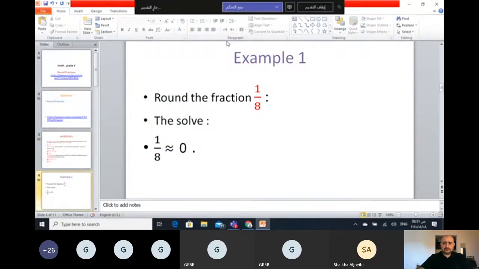For example, round the fraction 1 over 8. The first step is comparing the numerator and the denominator. As you see here, we have 1, and here we have 8. And 1 is very small compared with 8. So I can use the first case, round down. I can change this fraction approximately to 0, because the numerator is very small compared with the denominator. So it is approximately equal to 0.